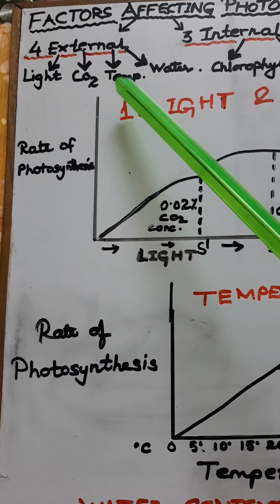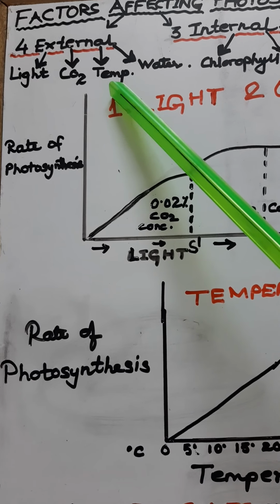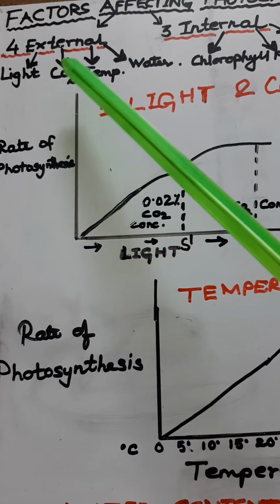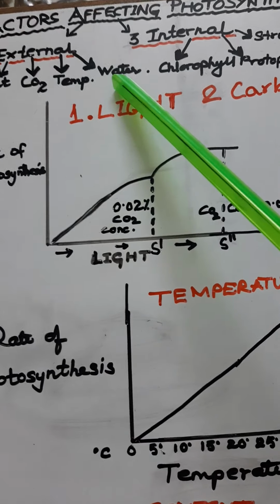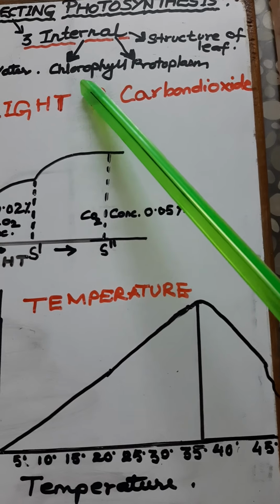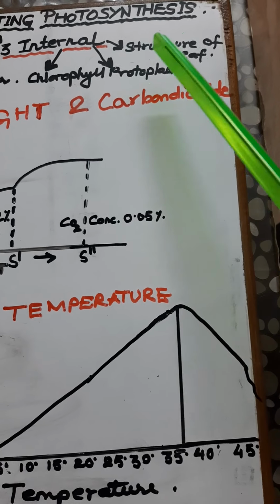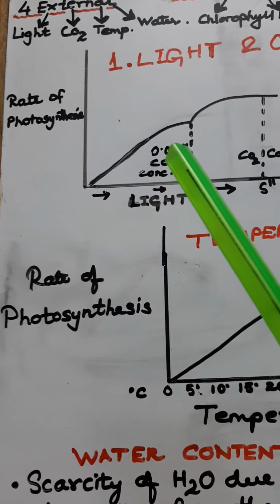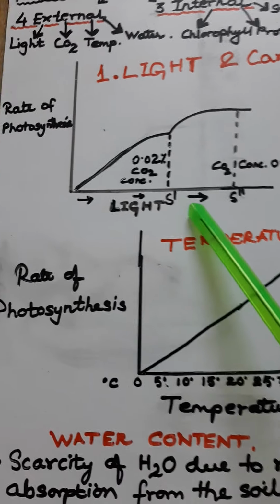Now, in the external factors, there are 4 factors: light intensity, carbon dioxide concentration, temperature, and water. Internal factors, you have chlorophyll, protoplasm, and the structure of leaf. Now let us go into each factor one at a time.